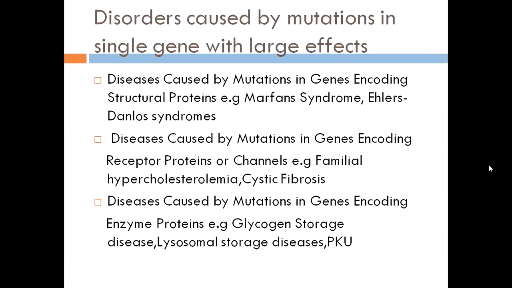These are disorders caused by mutation in a single gene with large effect. These include mutation in genes encoding structural proteins, for example in Marfan syndrome and Ehlers-Danlos syndrome; mutation in genes encoding receptor proteins or channels, like in Familial Hypercholesterolemia and Cystic Fibrosis; and mutation in genes encoding enzyme proteins. Examples are Glycogen storage diseases, Lysosomal storage diseases, and Phenylketonuria.